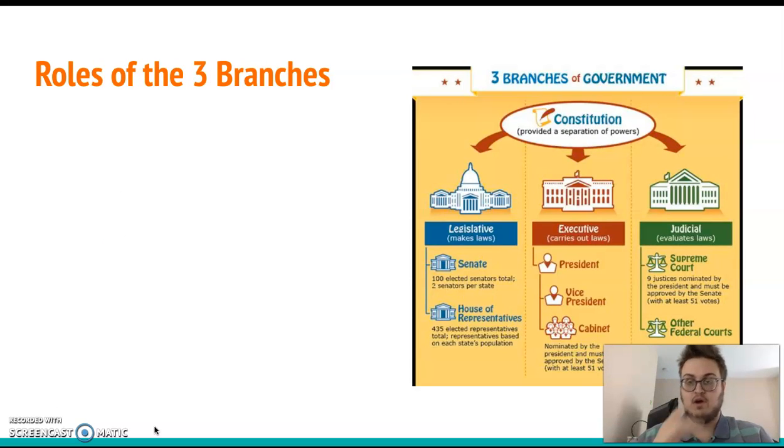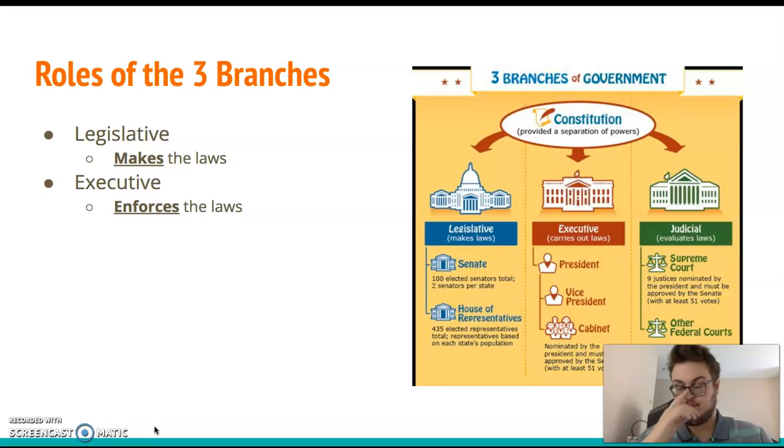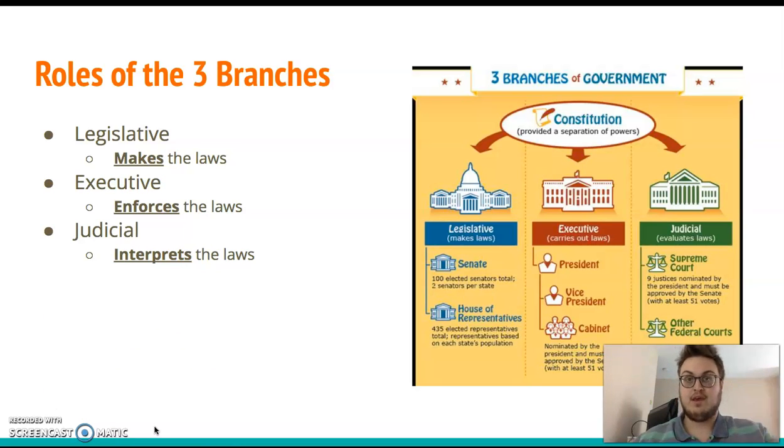So let's just quickly go over the roles of the three branches. The legislative branch makes the laws. Congress will basically come up with what they want to be a law, and they will debate it. The executive branch enforces the law. So they are in charge of making sure that the law is being executed correctly and followed by the people that the law applies to. And then the judicial branch interprets the law. So they make sure that the law is constitutional and fits within the Constitution and the rules that we have created for our government.